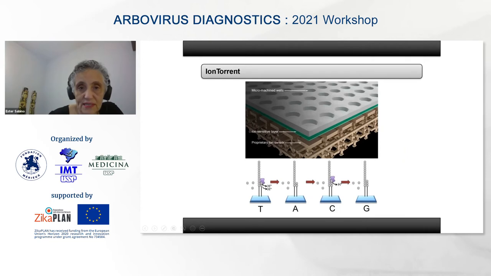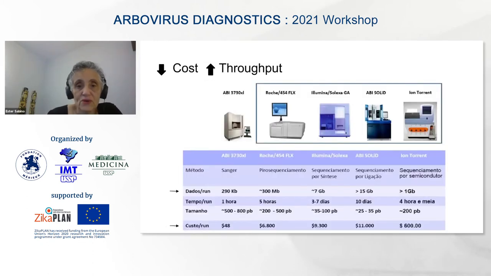So it's based on something that is normally used in all cell phones, so the production could be made cheaper. And each time a new base enters, there is a release of a hydrogen ion and the system detects the change in pH. So all this machine is more or less the second generation of the machines.